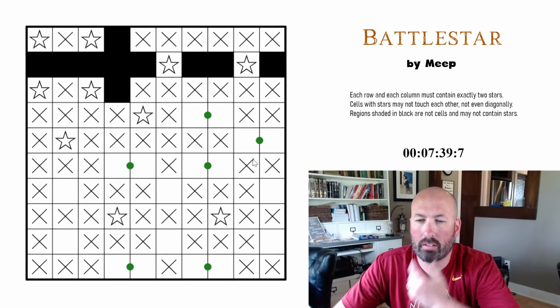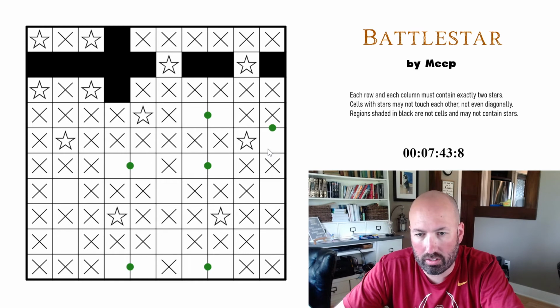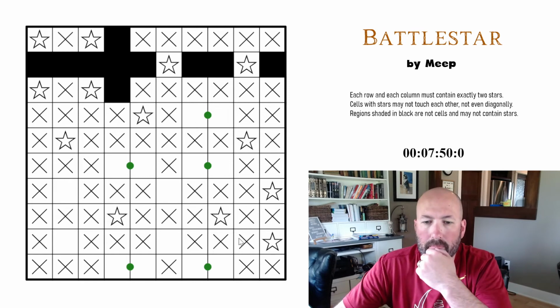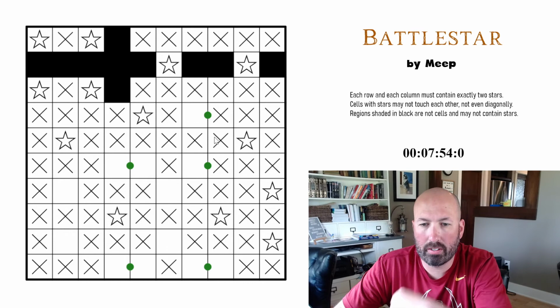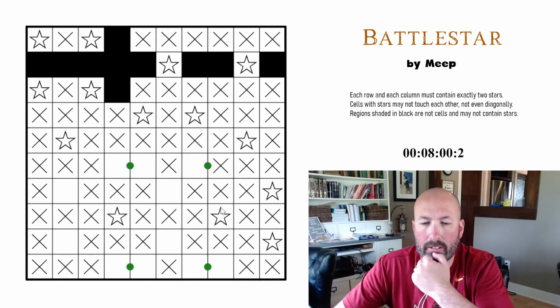right there, which now gives us a star right here in this column. Which means the two stars in the far column have to be those two. This star up here gives us a couple of X's. Now for the row, to finish the row, we put a star there.